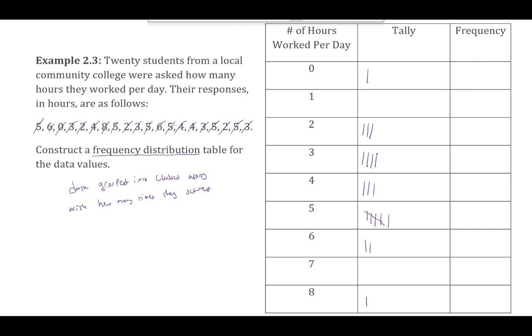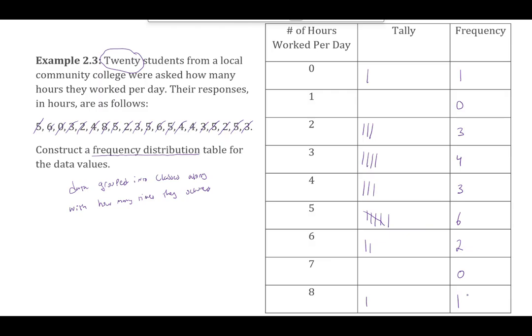All right, and now we have all of our data values. Again, there were 20 students selected, so we should make sure that we have 20. The frequency would be the total number of times that the data value occurs. So we're just going to add up our tally marks. And it's always a good check. So 1 plus 3 is 4, and 4 is 8, and 3 is 11, and 6 is 17, and 2 is 19, and 1 is 20. So we've got all 20.